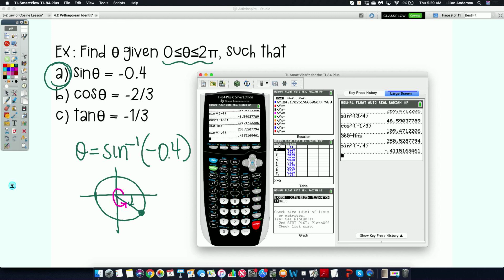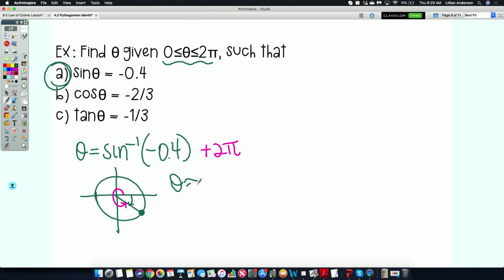And when I add 2 pi, did you get this? Did you get what we get? Okay, so 5.87. Okay, this right here lets us know that we have to be within that restriction. Okay, so this takes care of the fourth quadrant, but where else is sine negative? The third quadrant. So how do I get that angle?